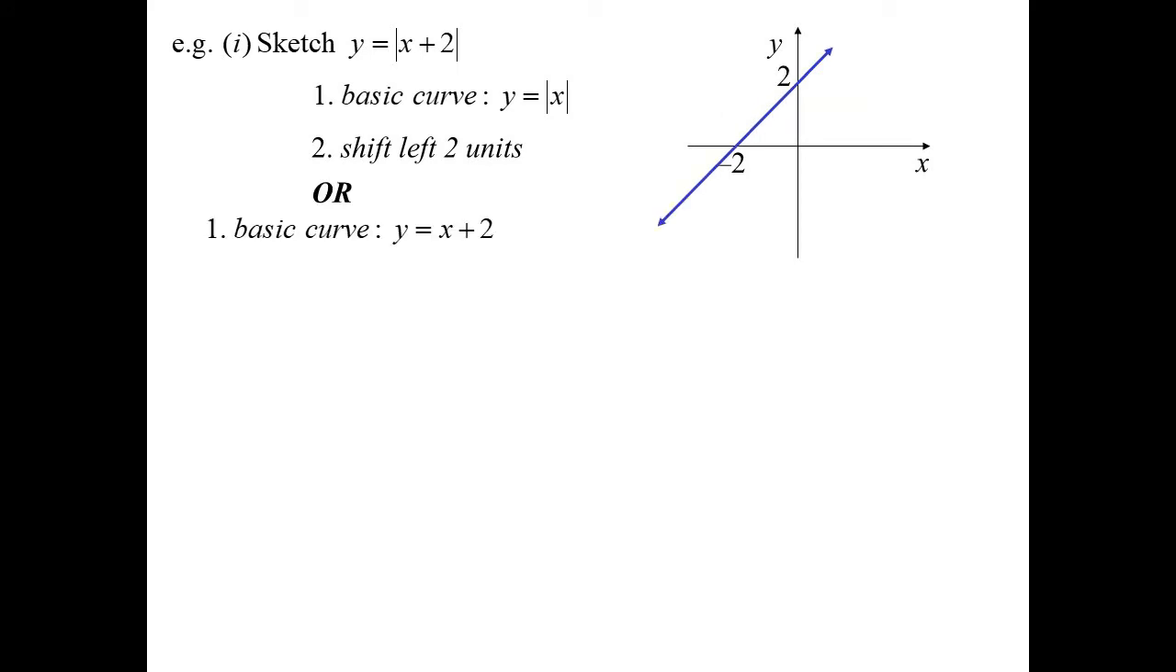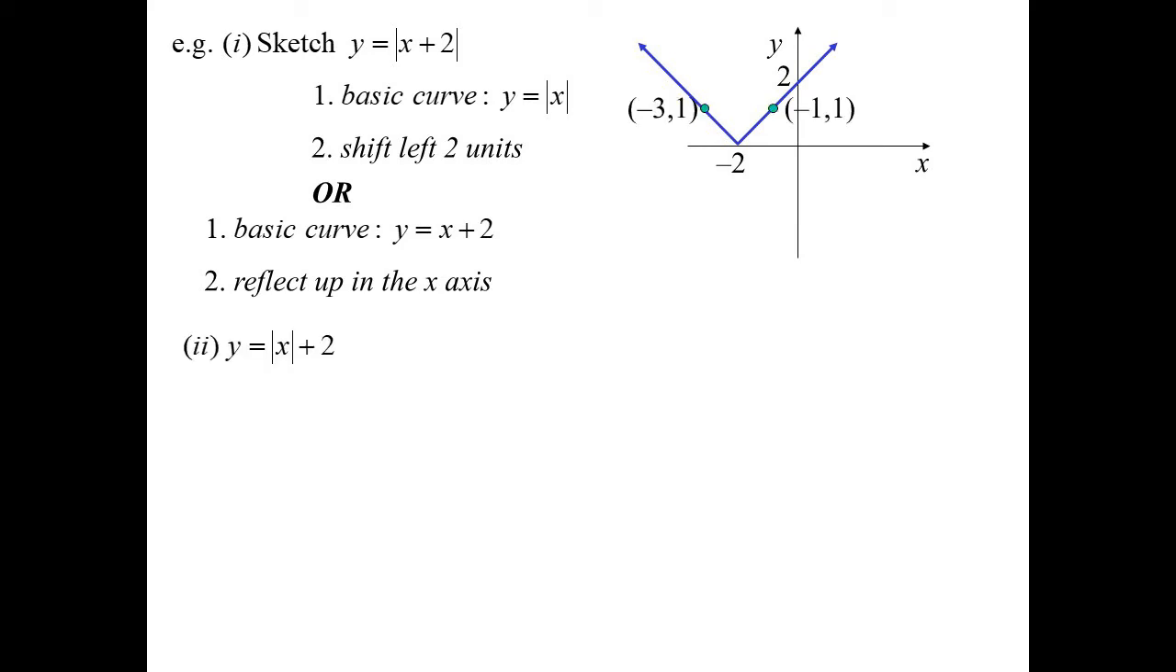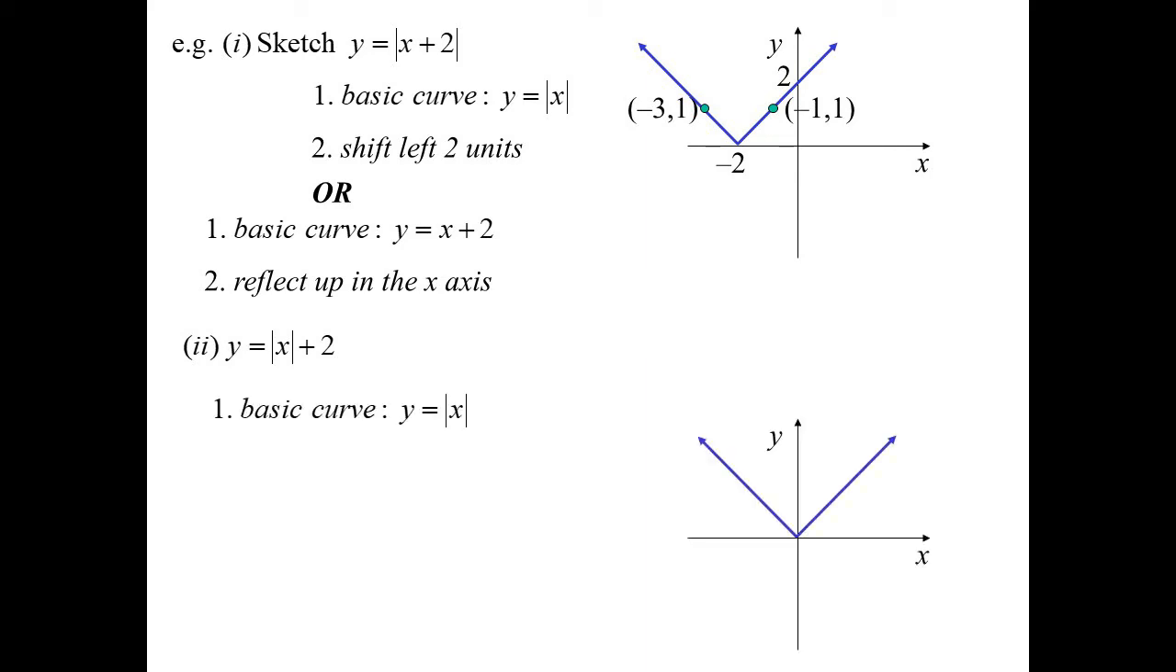Or I could say the basic curve is actually the line y equals x plus 2. And we said whatever's below is reflected above. So if we reflect that, we get the same shape. It just depends how you think about it. Now y equals the absolute value of x, plus 2. This time it's grouped with the y. So our basic curve, the absolute value of x, but we've shifted it up 2 units. So we end up with that shape.